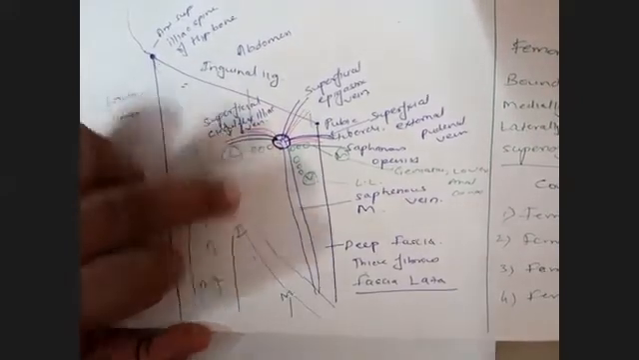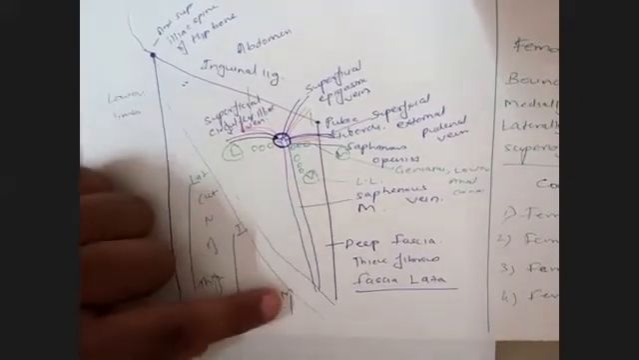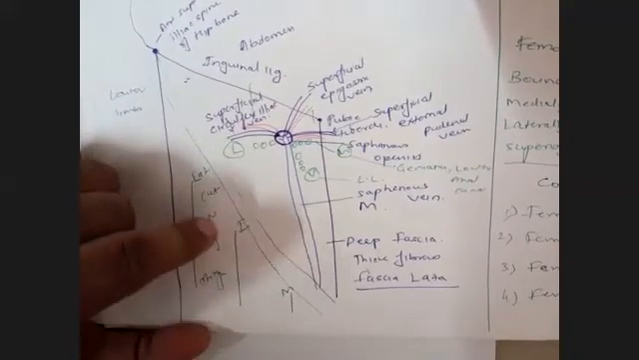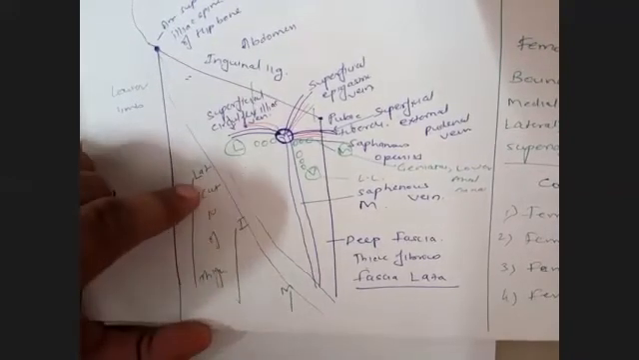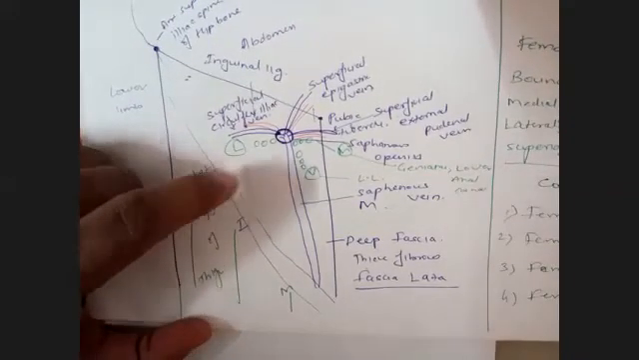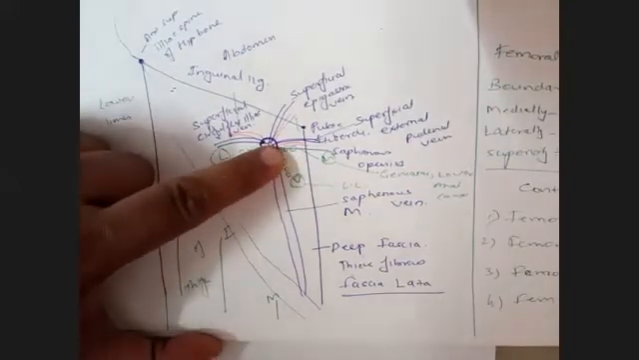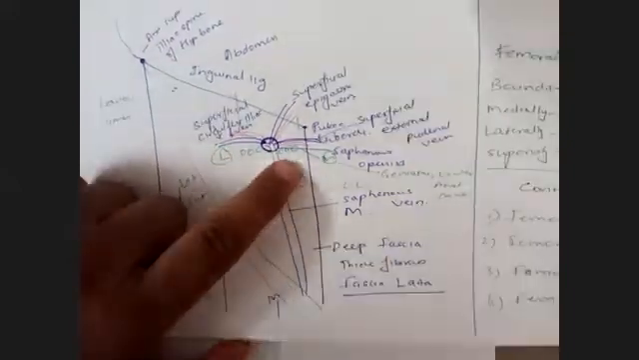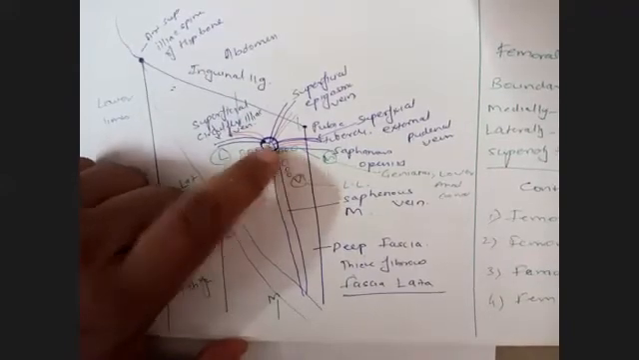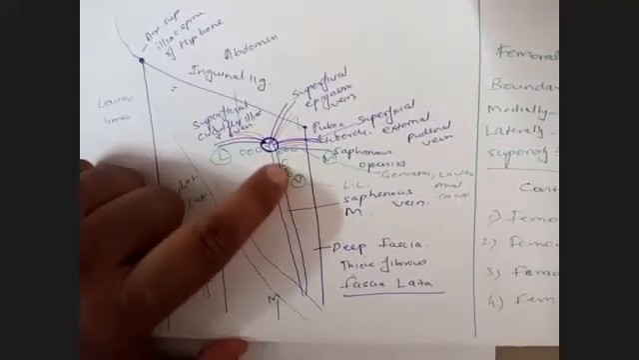So basically in the superficial fascia, we see the cutaneous nerves: the medial cutaneous nerve of thigh, the intermediate cutaneous nerve of thigh, and the lateral cutaneous nerve of thigh. We see the superficial inguinal lymph nodes, which are T-shaped: the medial part of the T, the lateral part of the T, and the vertical part of the T.